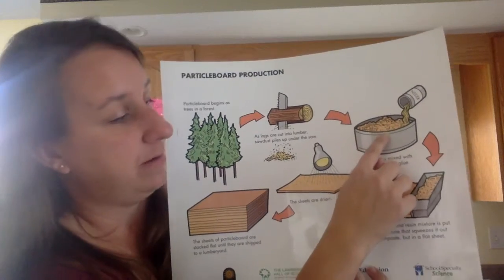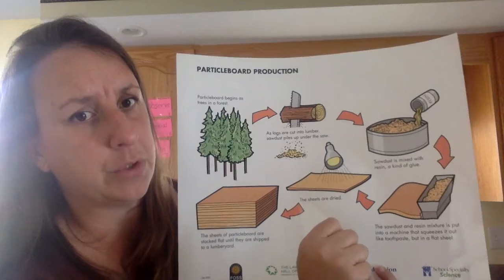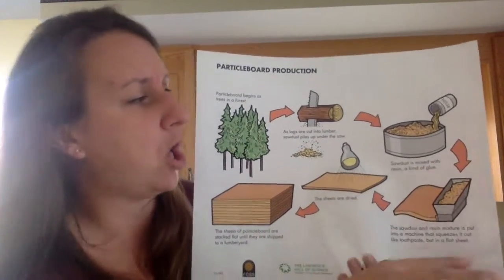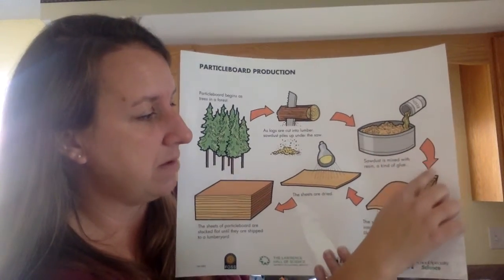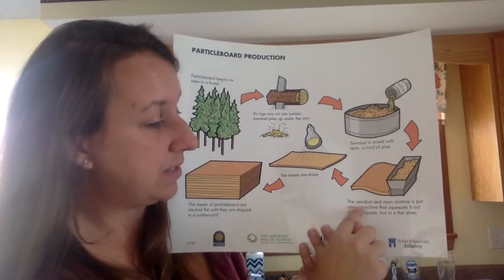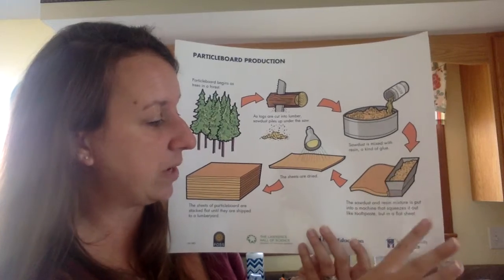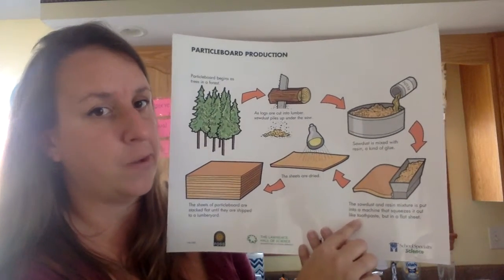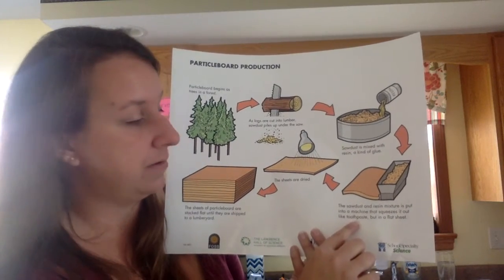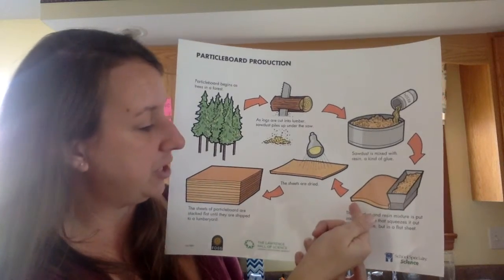Oh, there it is again. Look, sawdust is mixed with resin, a kind of glue. So sawdust is mixed with a kind of glue that they call resin, okay? So they mix it, and then it goes into this machine. The sawdust and the resin mixture is put into a machine that squeezes it out like toothpaste. Cool. But into a flat sheet instead. Okay, so it gets squeezed into this machine, comes out like a flat sheet.